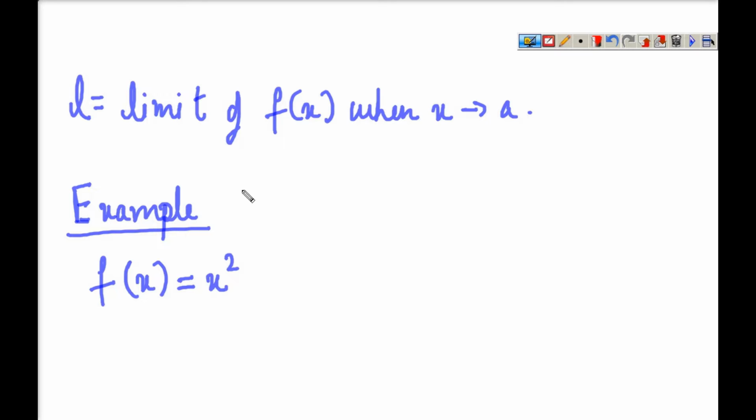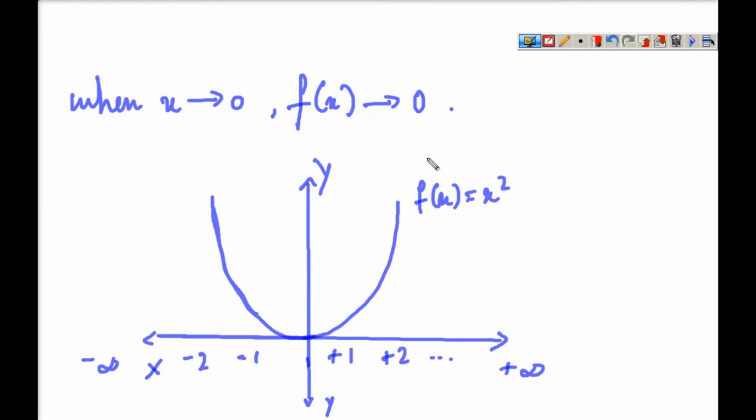So let's give an example here to better understand the concept. Here f of x equals x squared. Let's make a graph of this function. Here we can see this is the graph of the function. Let's say x is minus 1. If x approaches 0 from this side, the value of the function will also approach 0.